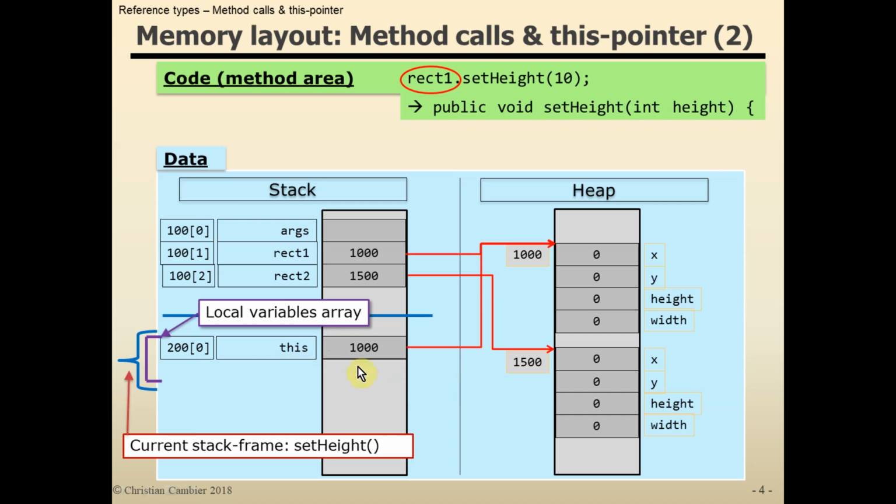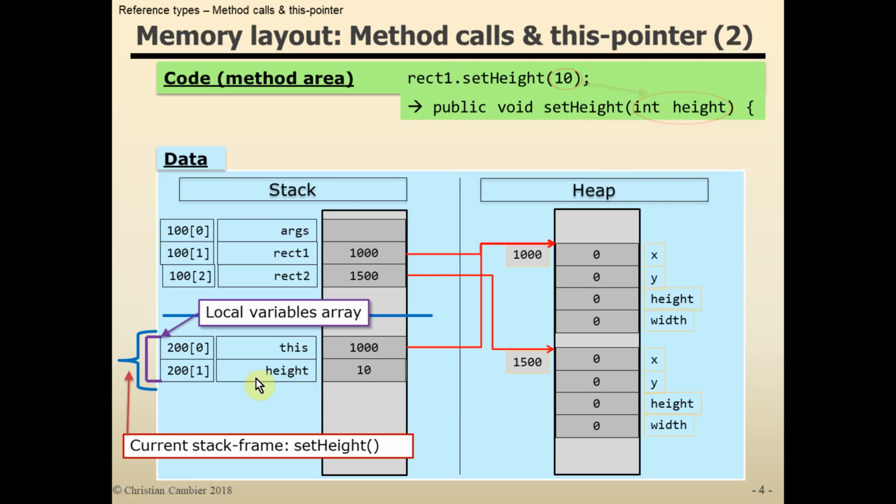Once the this pointer is in place, the runtime takes care of the parameters. So next in the local variables array comes parameter height, stored with the value of 10 at the second place in the local variables array. The stack frame is set up.